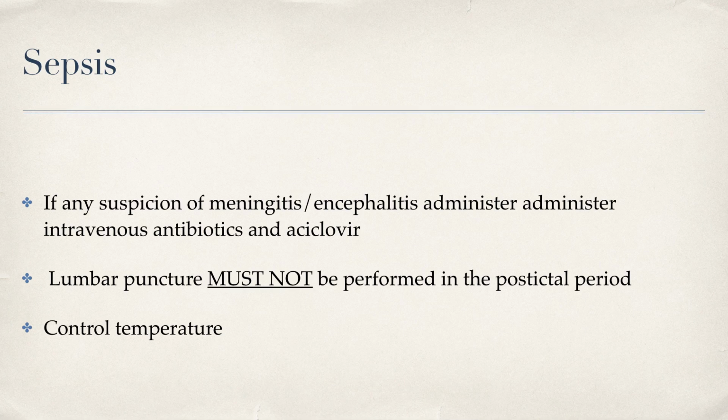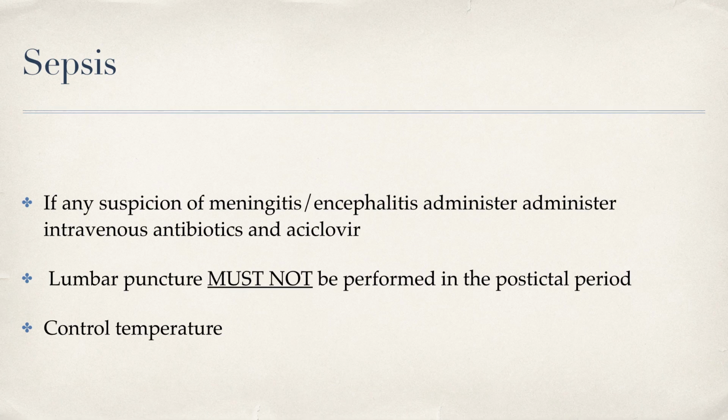If there's any suspicion at all that this could be a meningitis or encephalitis, or that the cause of the pyrexia is unknown, then a safe approach would be to administer intravenous antibiotics and acyclovir until further information becomes available. From an antibiotic point of view for community-acquired infection, intravenous cefotaxime, 50 milligrams per kilogram, is appropriate for most patients. If you have a child that's 3 months or less, you should add in some amoxicillin to cover Listeria meningitis.